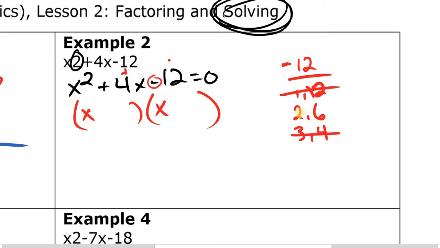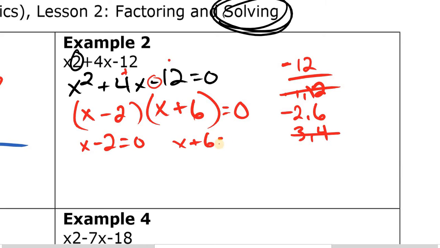So now the question is, which one is negative, the 2 or the 6? We want it to add to give us a positive 4. Well, hopefully you thought that the 2 needs to be negative so that when it cancels, the positive 6 has 4 left over. So it's x minus 2 times x plus 6 equals 0. Since we're solving, if we were just factoring a trinomial, we could leave it there. But since we're solving, we need to set both of them equal to 0.